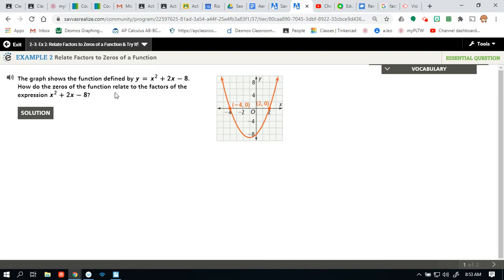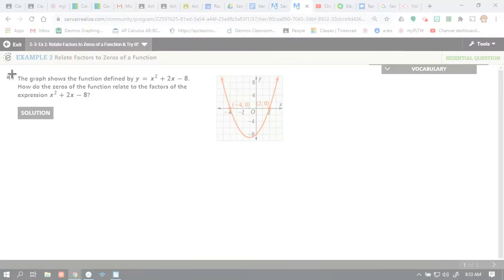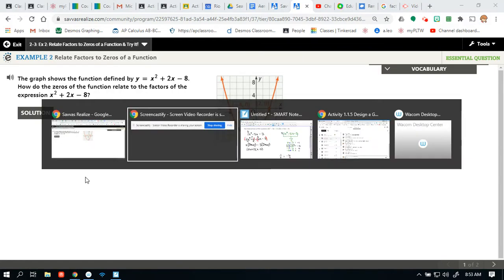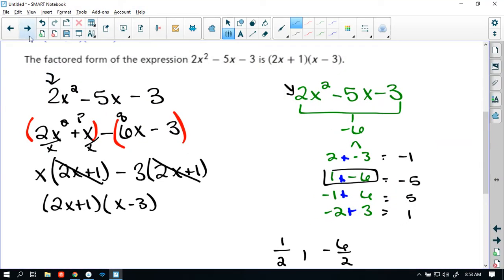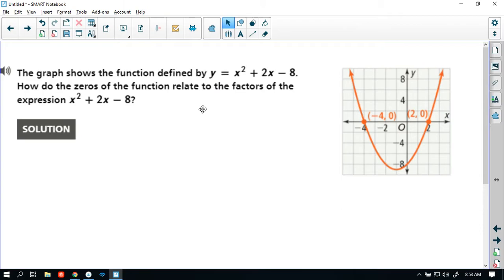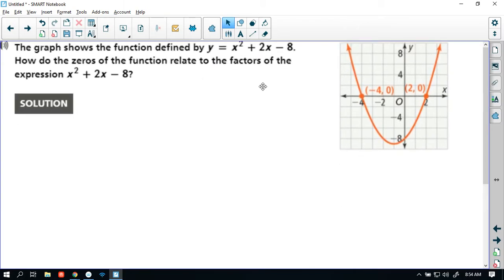So the graph shows the function defined by x squared plus 2x minus 8. How do these zeros of the function, again, where it crosses the x-axis, relate to the factors of the expression x squared plus 2x minus 8? There is last example. Let's throw this example up on my smart notebook. And the graph shows, I just read this.